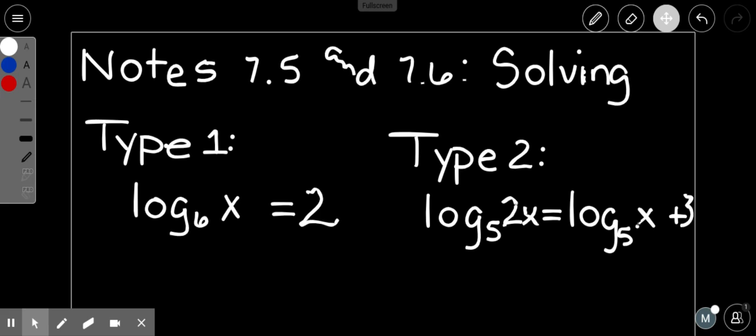Hey everybody, we have got 5 minutes for me to show you the 4 different types of solving that we did in this chapter, especially in section 7.5 and 7.6.